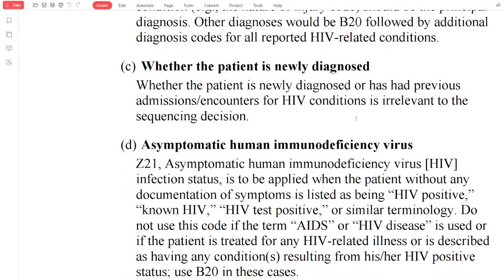Next is whether the patient is newly diagnosed. How to code a newly diagnosed person? Whether the patient is newly diagnosed or has had previous admissions or encounters for HIV conditions is irrelevant to the sequencing decision. Irrelevant.